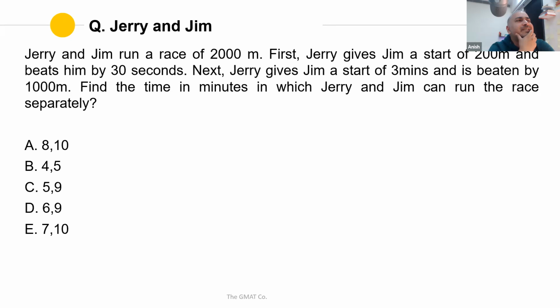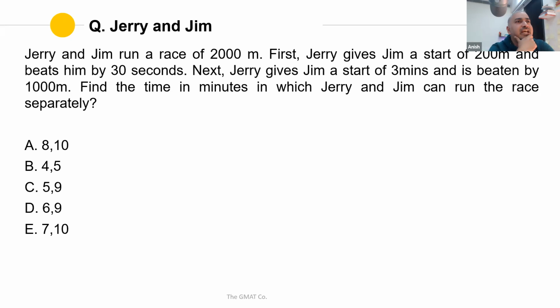Beats him by 30 seconds. What does that mean? So what this means is that wherever Jim is, wherever the slower guy is, when the faster guy reaches the end point, from that point to reach the ending point, the slower guy would have still taken 30 seconds more. Jim required 30 seconds more to reach the end. And Jerry had already reached the end point by then. That's what beats him by 30 seconds means, right? Jim would have required 30 seconds more to reach the end point. Okay. So that's what's happening first.